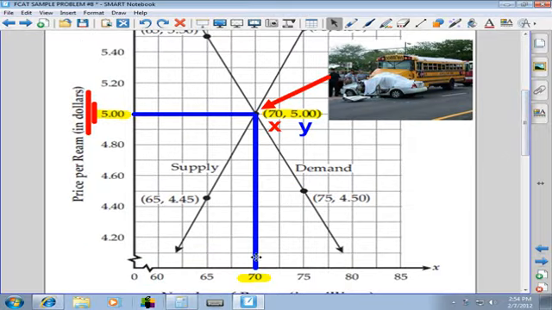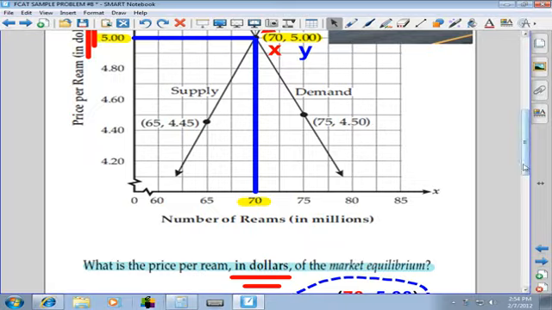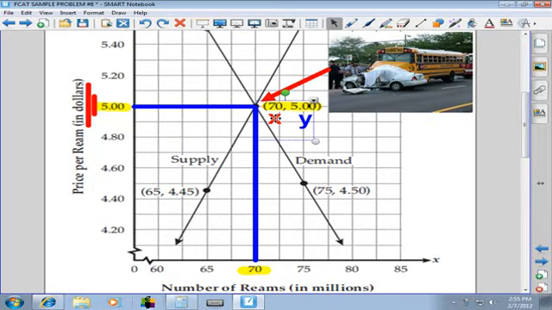If I go straight up and then over, my ordered pair where the car crash happened is going to be 70, $5. Notice that 70 is going to be my x. X comes before y in the alphabet. $5 is my y-axis. Nice vocabulary. So my ordered pair is 70, $5.